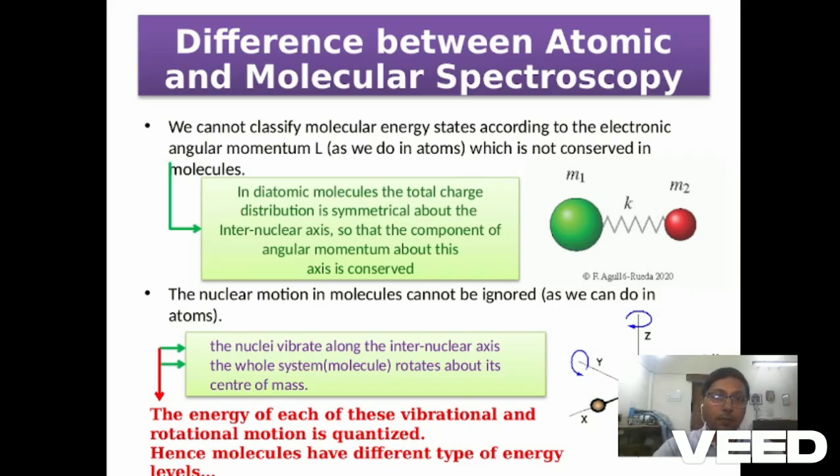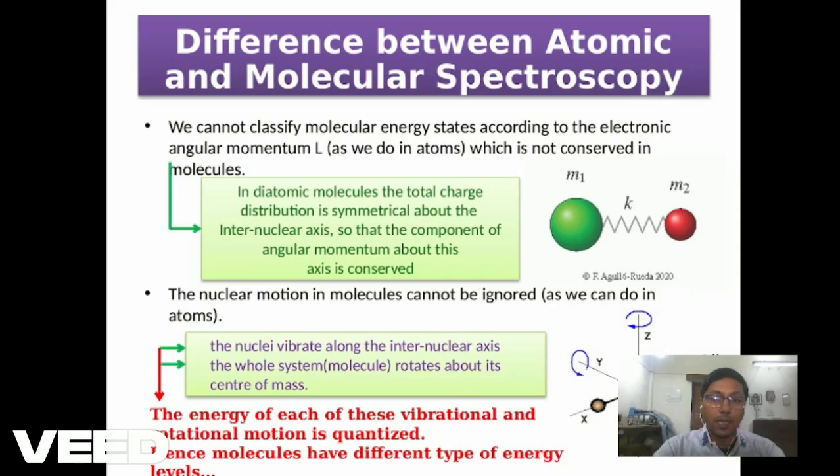The second crucial difference between atomic and molecular spectroscopy is that in the case of molecules, we cannot ignore the nuclear motion as we can do in the case of atoms. So we actually take the nuclei as static in the case of atomic spectroscopy. However, in molecular spectroscopy, the nuclei actually vibrate along the internuclear axis, and this causes the vibrational motion, or we can say vibrational levels, in molecular spectroscopy.